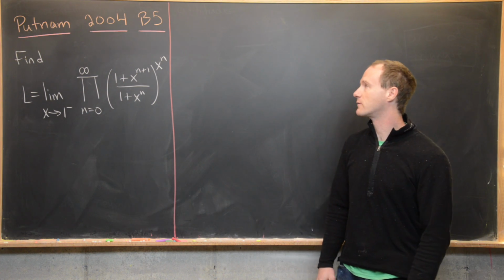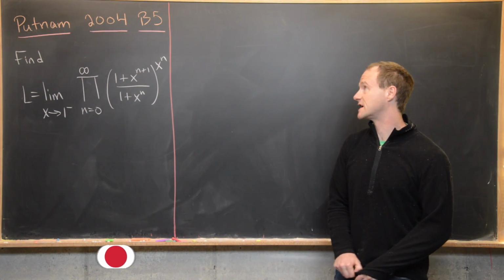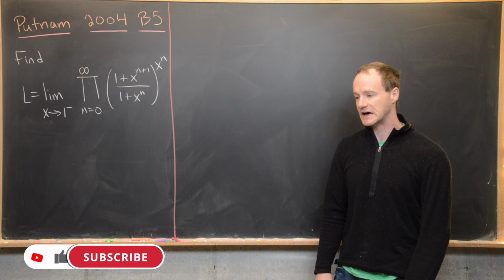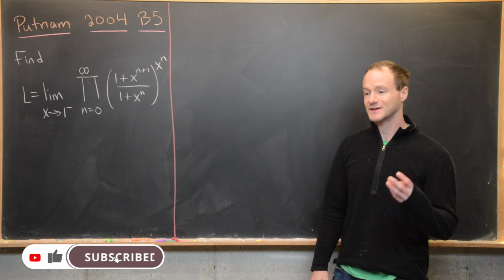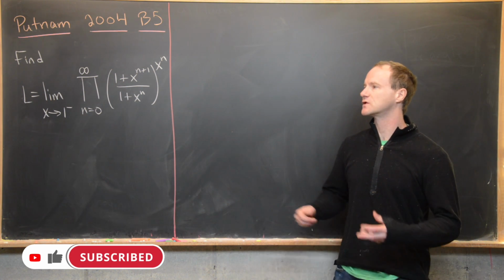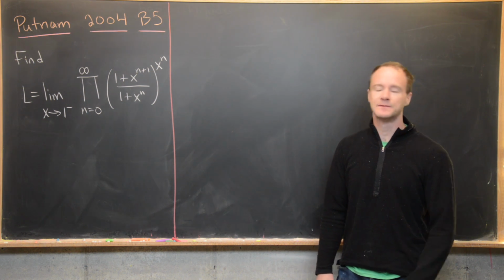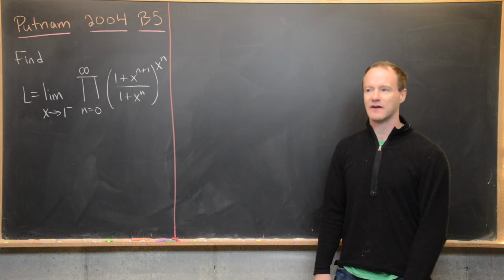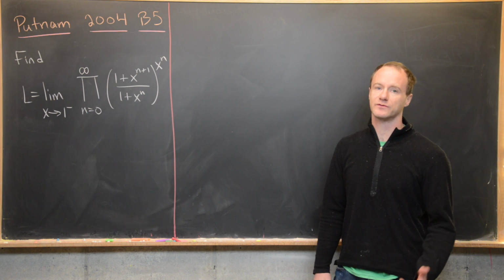Here we're going to look at a problem from the 2004 Putnam Exam. This is question B5. So if you recall, there are 6 questions in the morning, labeled A1 through 6, and there are 6 questions given in the afternoon, labeled B1 through 6.